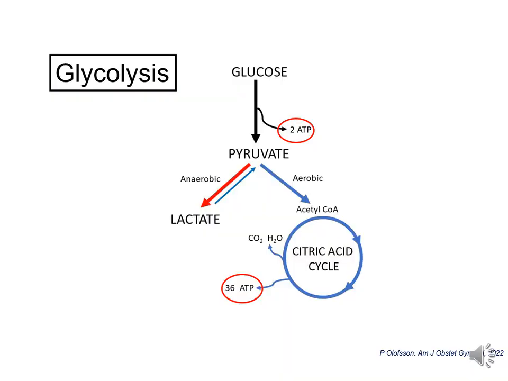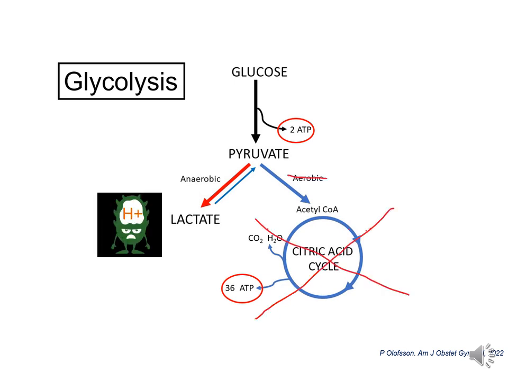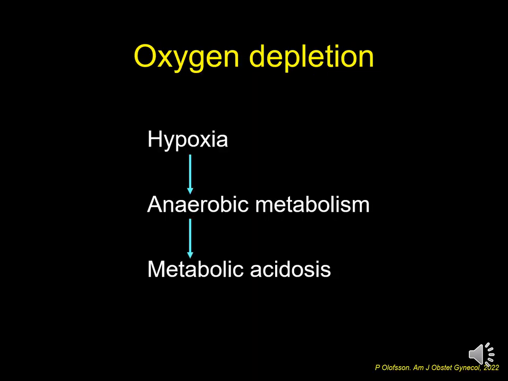Glucose is the main fetal energy source. By glycolysis, 2 ATPs are created when converted to pyruvate. By the aerobic pathway in the citric acid cycle, up to 36 more ATPs are created. In the absence of oxygen, pyruvate must enter the anaerobic pathway, and lactate and hydrogen ions are created, but no more ATPs. In the absence of oxygen, anaerobic metabolism eventually results in metabolic acidosis.